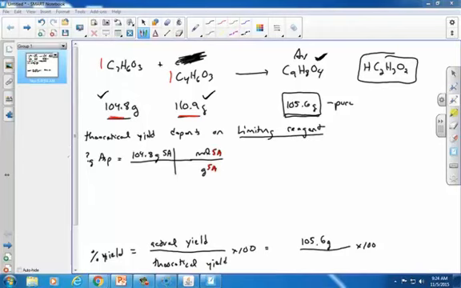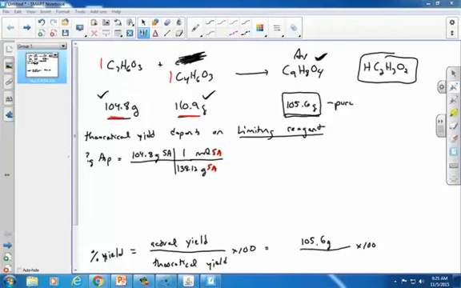So the salicylic acid is the first one there. It's C7H6O3. So I take 7 carbons plus 6 hydrogens plus 3 oxygens. And I get 138.118, just rounded to 138.12 grams per mole. The molar mass is always the number of grams equal to 1 mole. So I've converted from grams to moles.